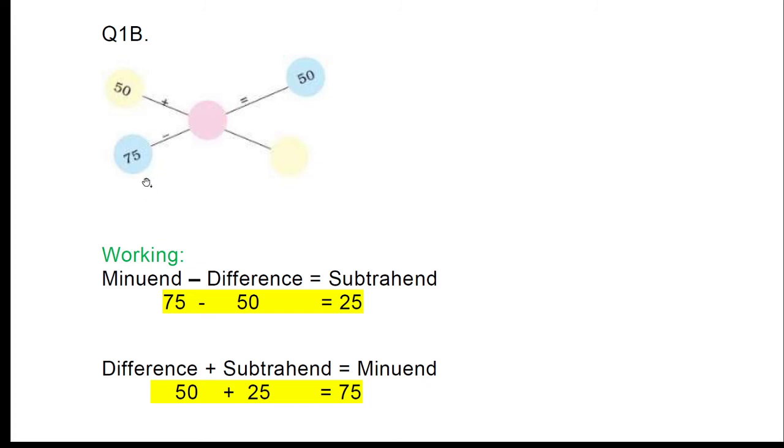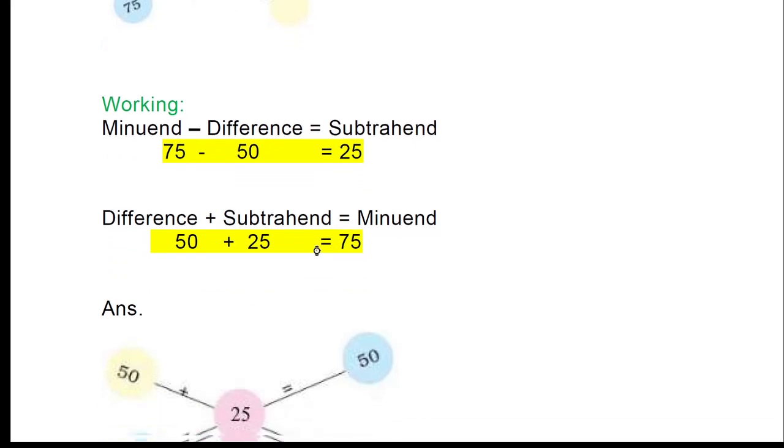minuend is your 75, okay, and difference is your 50. So 75 minus 50 equals 25. So you will write 25 over here. 25 is your subtrahend, and 50 plus 25 means difference plus subtrahend will be 75. So you will write 75 over here. Okay, so this is the answer.